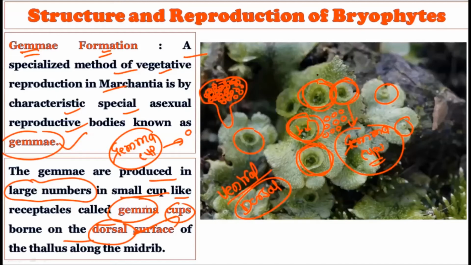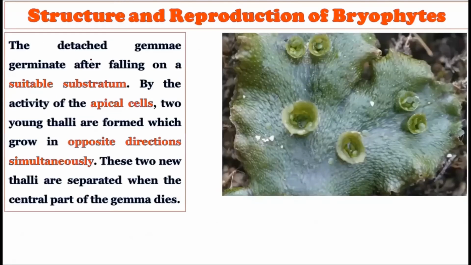Now consider that the detached gemmae germinate after falling on a suitable substratum. Observe in this particular picture, it is highlighted. Whenever these gemmae come out of the gemma cups and find a suitable substratum on which they can grow, they start to germinate by the activity of the apical cells.